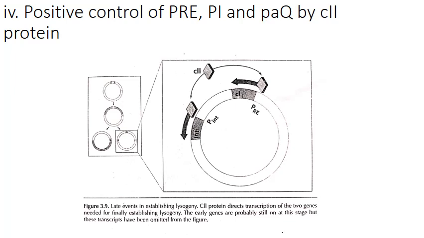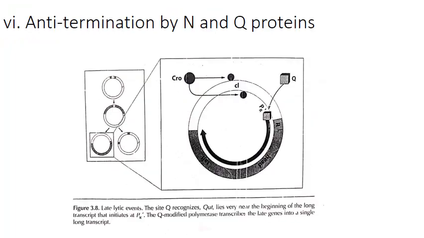Now when PRE is producing lambda repressor, it binds to operator region 1 and downregulates N protein synthesis, which further downregulates Q protein synthesis as N protein is not available, and hence this C2 protein positively controls PRA and PI and domination by N and Q proteins. The N and Q proteins regulate gene expression at the transcription level by preventing termination of transcripts.